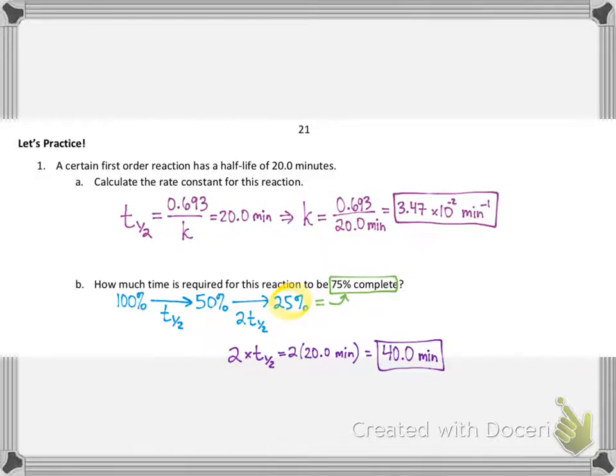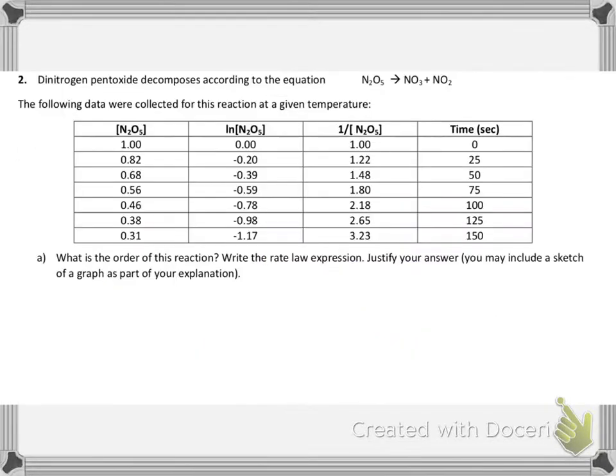All right, let's try a practice problem. Hey, look at all this pretty data. Oh, look, they're graphing concentration, natural log, and the reciprocal. I wonder what we might be expected to find out. Well, first, we want to know the order of the reaction with respect to N2O5. I guess to be fair, that's the only reactant, so we win. We want to write the rate law expression and justify your answer.